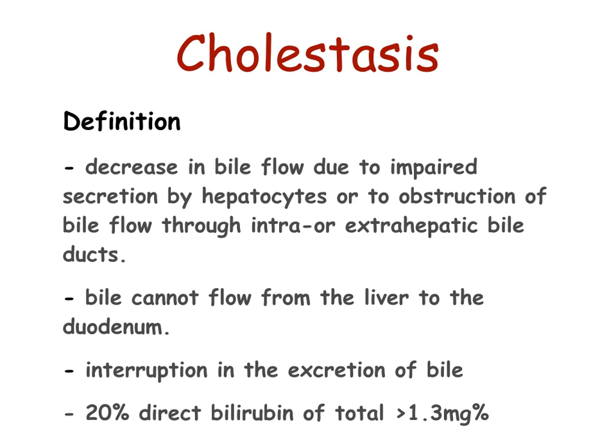The definition of cholestasis always involves obstruction of the bile flow. It might be an earlier step, like impaired secretion of the bile produced by the hepatocytes, or due to obstruction of the bile flow through the intra or extrahepatic bile ducts. Once bile cannot flow from the hepatocytes to the duodenum and there is interruption of the excretion of bile, we get the clinical picture of cholestasis.